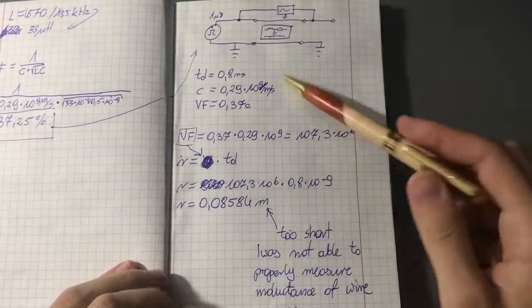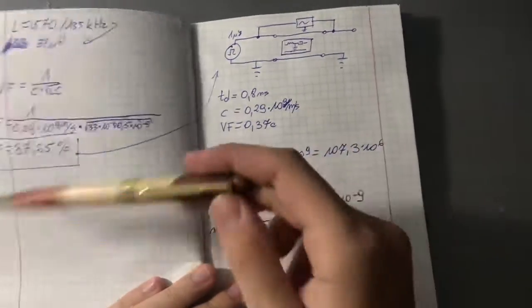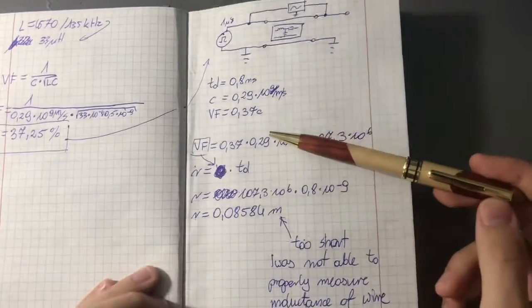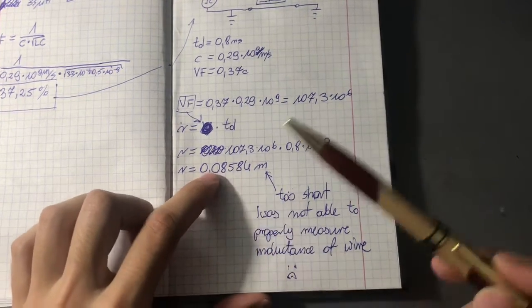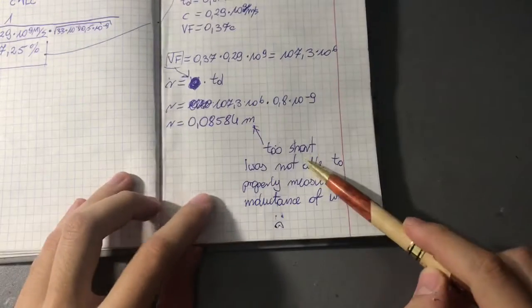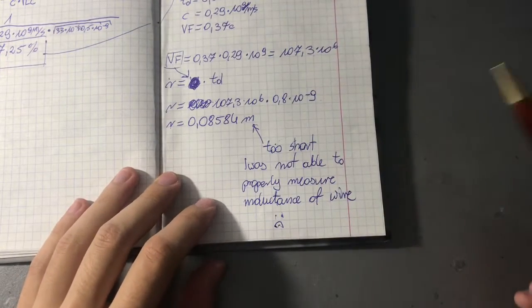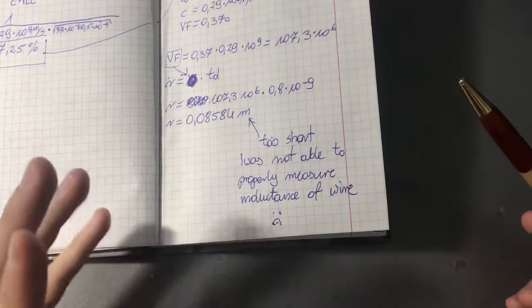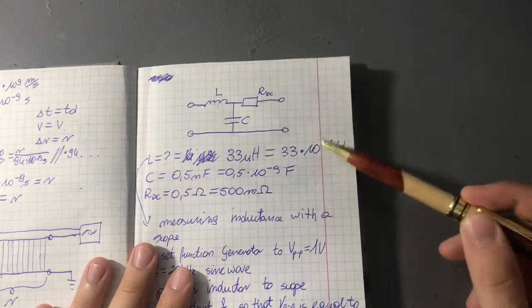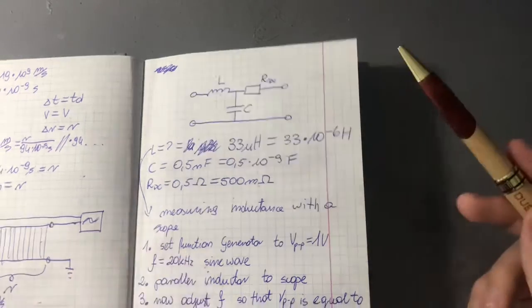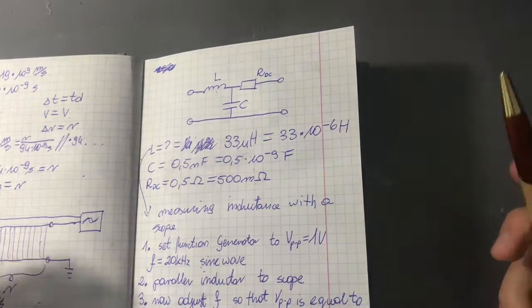Then I was trying to do some measurements with this velocity factor and calculate the delay, and as you can see the length of my wire was 8 centimeters. So I have written there that it's too short and I was not able to properly measure the inductance of a wire, because the inductance of a wire is obviously not so big like this one, because here I measured 33 microhenry, which is too big.